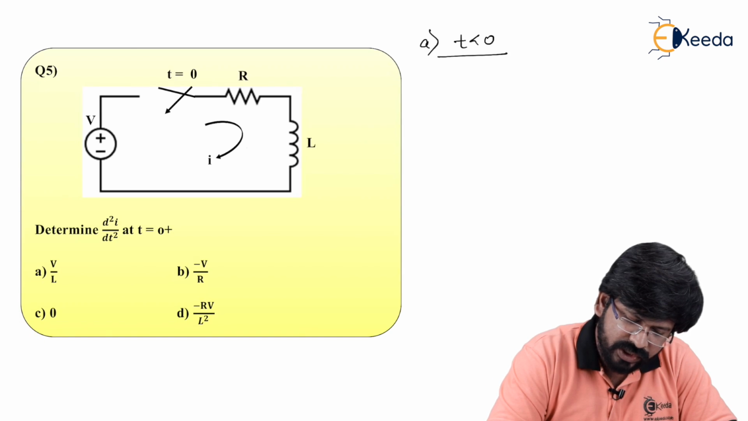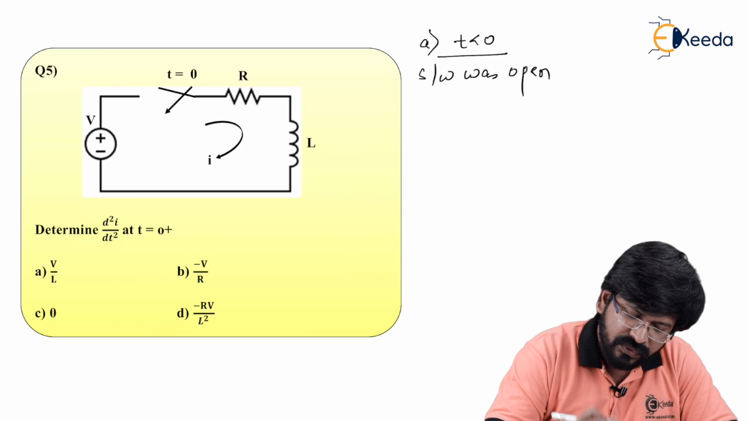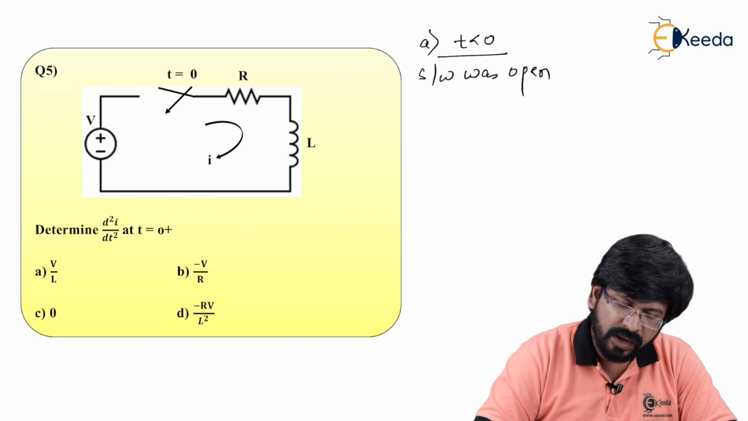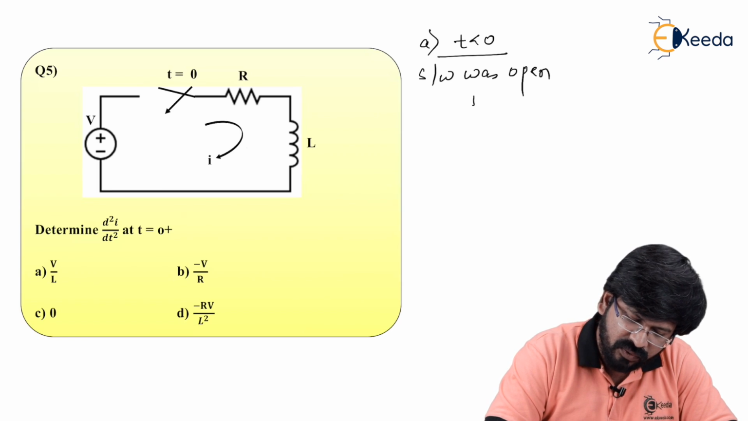See, at t less than 0, what is happening? At t less than 0, the switch was open. If your switch was open, you can see that your supply was disconnected from the series RL circuit. In fact, your inductor wasn't getting charged. The whole motive to consider t less than 0 is just to see the initial condition. Can I say that initially the inductor was uncharged, meaning I naught was 0 ampere? Of course, yes.